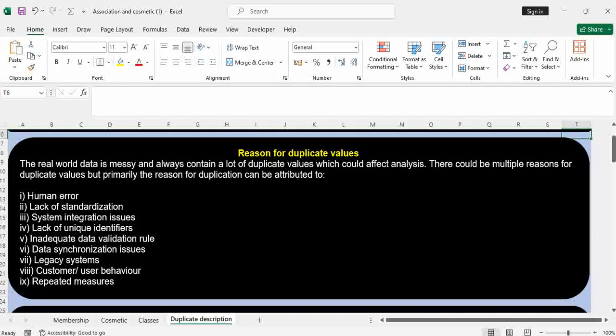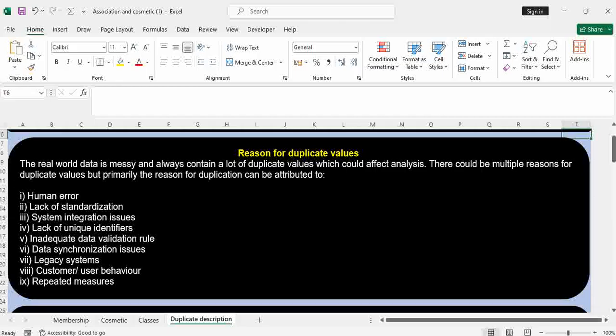Hello, welcome back. In our previous class, we have defined duplicate values. And we have said duplicate values are identical records that appear more than once in a dataset. We want to see why we have duplicate values, or the reasons for duplicate values.